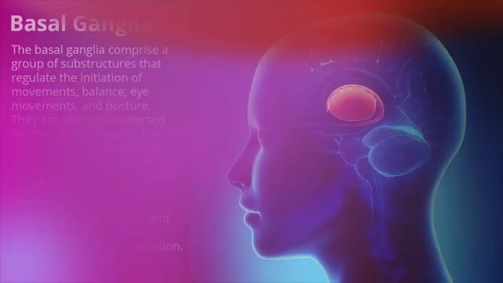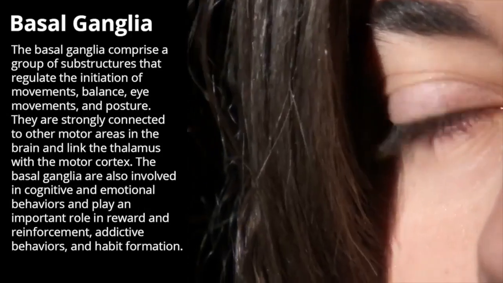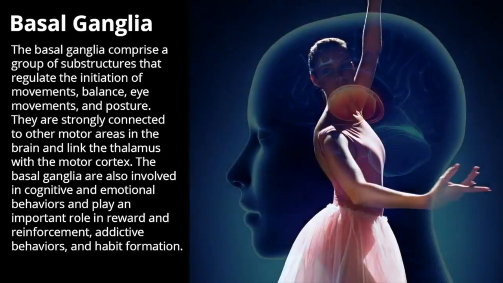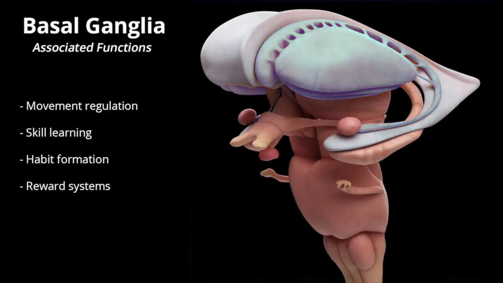Basal ganglia. The basal ganglia comprise a group of substructures that regulate the initiation of movements, balance, eye movements, and posture. They are strongly connected to other motor areas in the brain and link the thalamus with the motor cortex. The basal ganglia are also involved in cognitive and emotional behaviors and play an important role in reward and reinforcement, addictive behaviors, and habit formation. Associated functions include movement regulation, skill learning, habit formation, and reward systems.